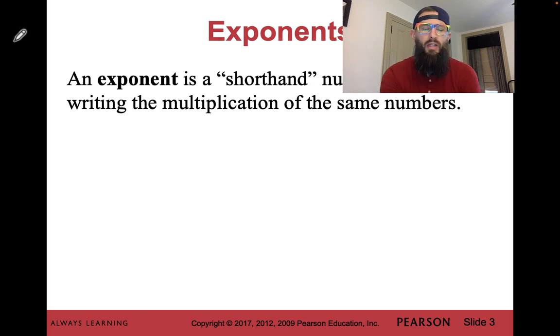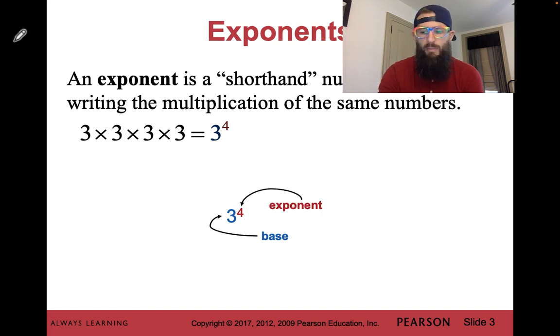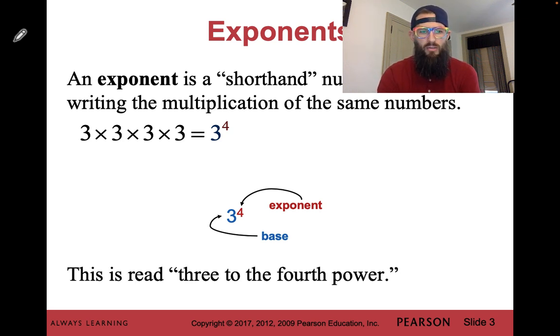So an exponent is shorthand, so essentially it shows you how to write a shorter condensed version of a longer, more complex multiplication problem. So here we have 3 times 3 times 3 times 3, and we would write that as 3 to the 4th power. So the base number is going to be 3, and the exponent is going to be 4. You're going to see people call it exponent power, so just something to consider as you're doing this work. So this reads 3 to the 4th power.